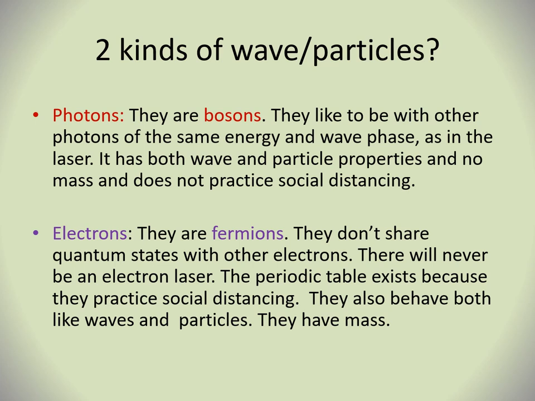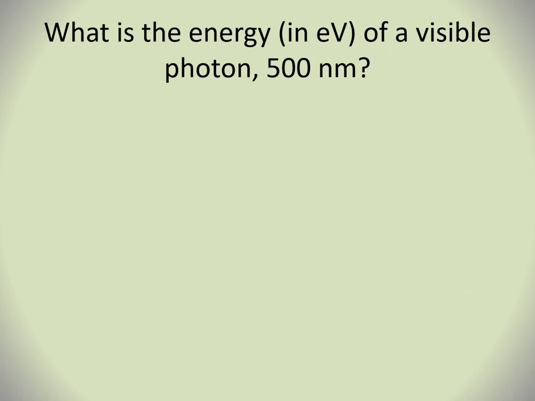And then there are the electrons, and I might mention protons and neutrons as well. They're called fermions, and they don't share quantum states with other electrons. There will never be an electron laser. Electrons don't clump. And the periodic table exists because electrons practice social distancing. But just like photons, they also behave both as waves and as particles. But unlike photons, they have mass. And we'll do this in a lot more detail later.